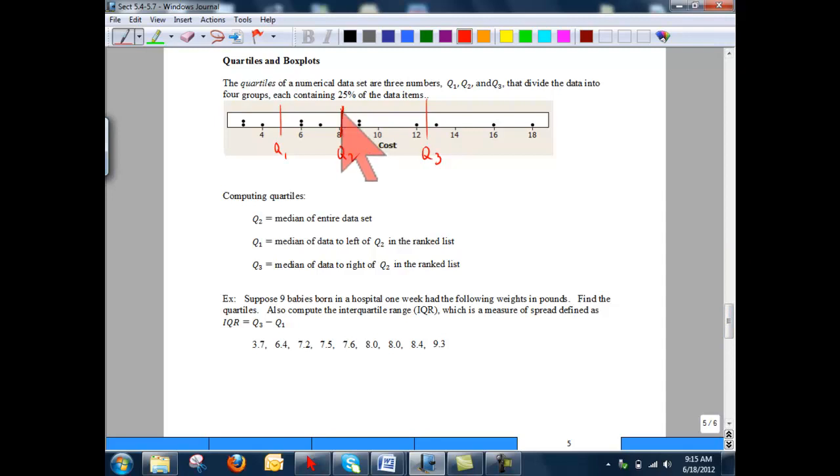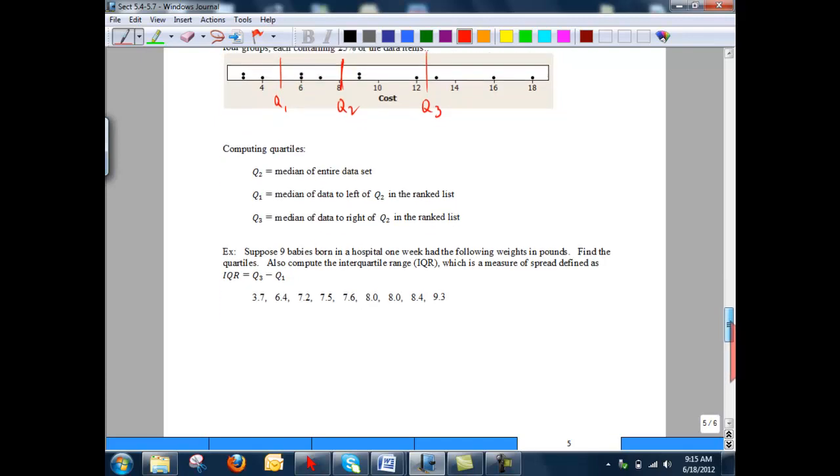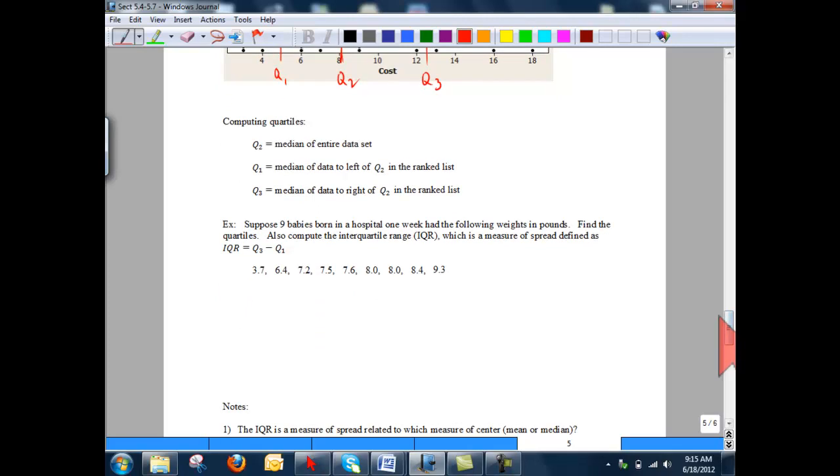You may have a question about how you decide where to put these in between. I mean, it's going to be between the 4 and the 6 for Q1, but should I put it right at 5, or what should I do? Usually data sets that I do this for are larger, and so it doesn't make that much difference. But here's a procedure.